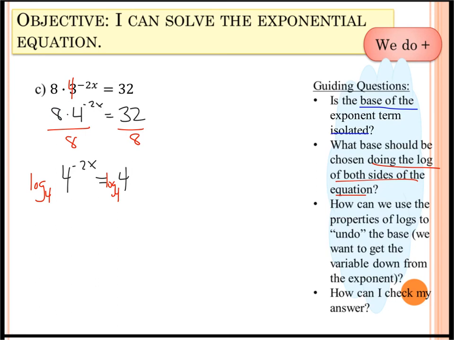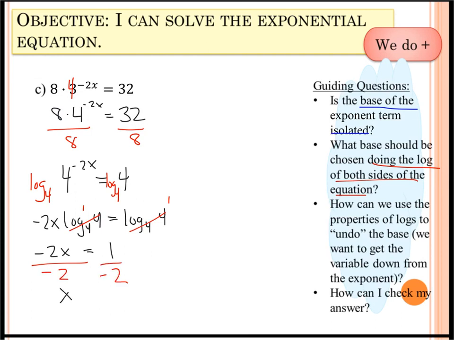And then rewriting this using the power property, I'm going to put negative 2x in front. Log base 4 on 4 equals log base 4 on 4. And so that's like asking, what power do I need to raise 4 to in order to get 4? And that's 1. So those are both 1. So rewriting this, I get negative 2x equals 1. Then to solve for x, all I have to do is divide by negative 2. So that gives me x equals negative 1/2.